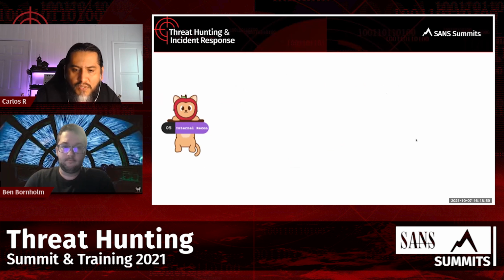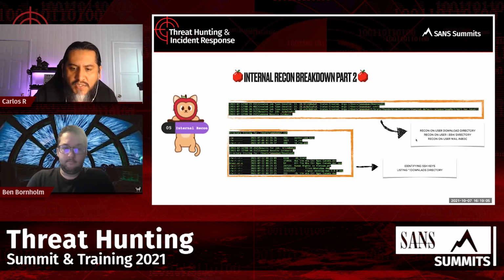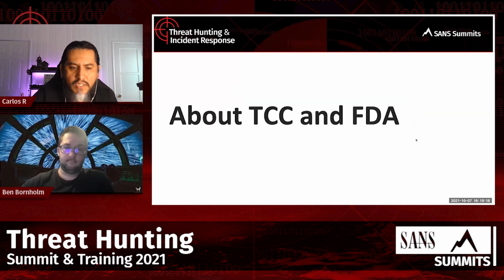So one of the things we want to do with the internal recon is list directories, right? We want to do some cleanup of the previous stages. We want to recon files and other things that we can actually locate and eventually exfil. So we exfiltrate SSH keys and we exfiltrate mailboxes. This is one of the things that becomes very important on macOS, and it's a detour for now. Let's talk about TCC and FDA.